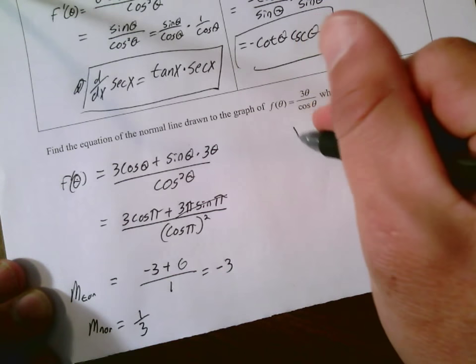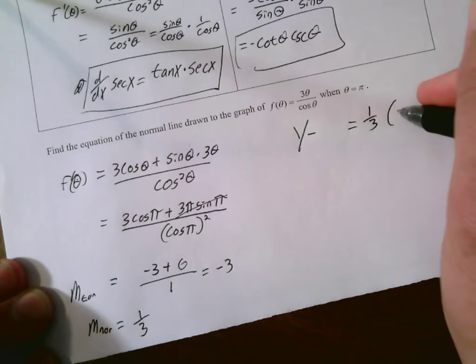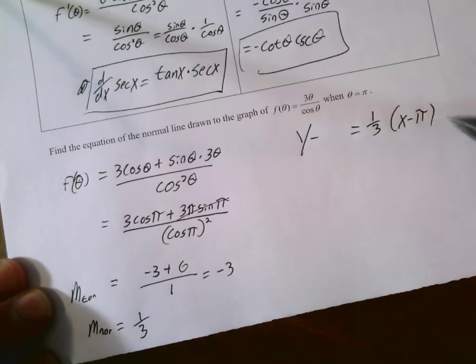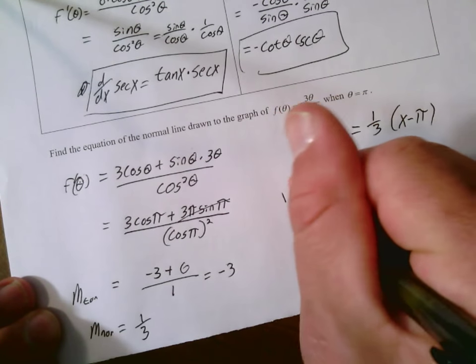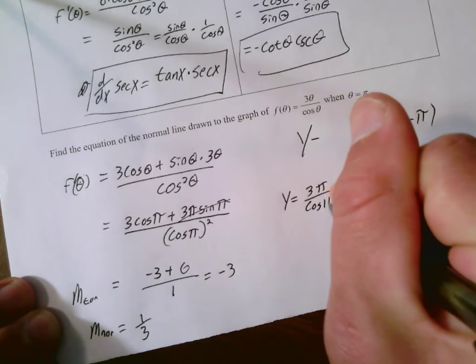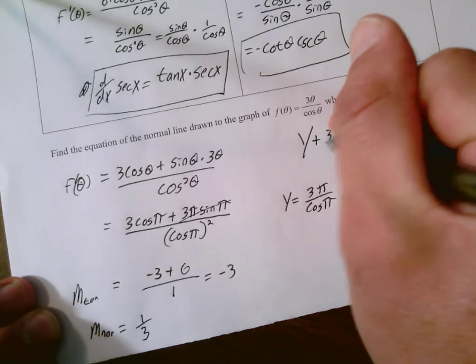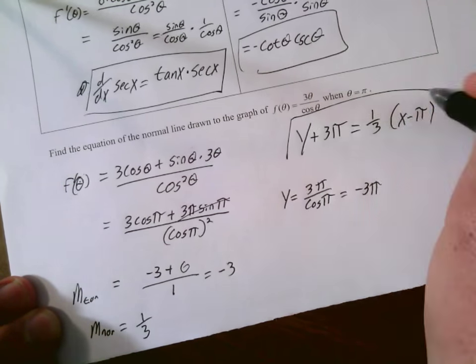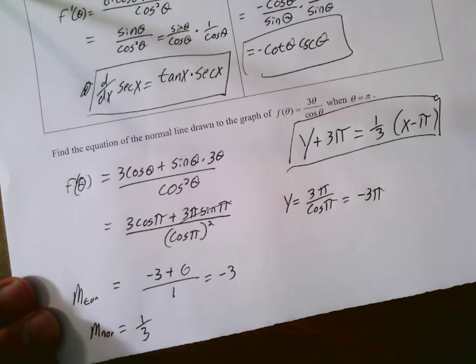So I've got y minus y-naught equals 1/3 times x minus pi. We need to plug pi in our original to get y. Y equals 3 pi over cosine pi, which is -3 pi. So y plus 3 pi. And there you have it.